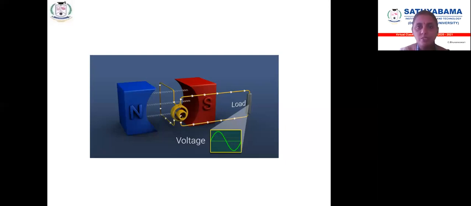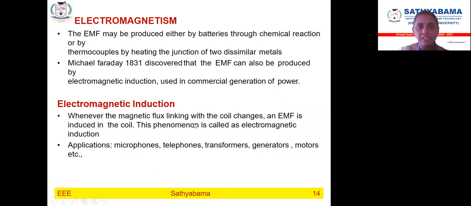EMF will be induced only when the flux lines are cut, and it changes according to the variation of the flux also. Clear? That's what is mentioned. Flux linking with the coil changes and EMF is induced in the coil. This phenomenon is called electromagnetic induction. Okay, now applications.